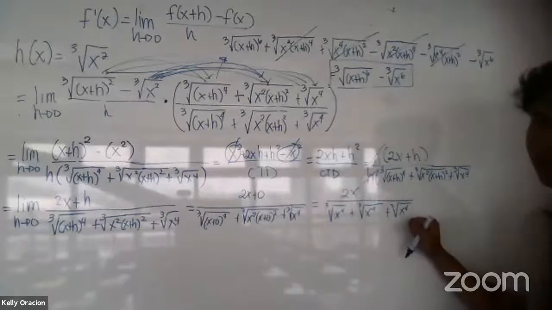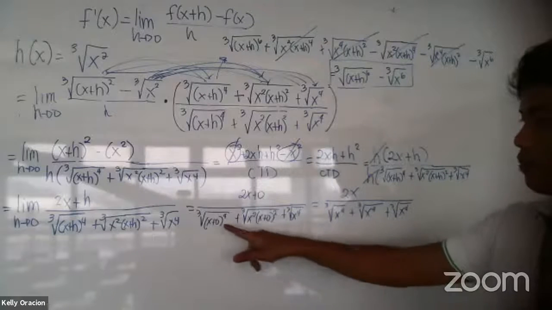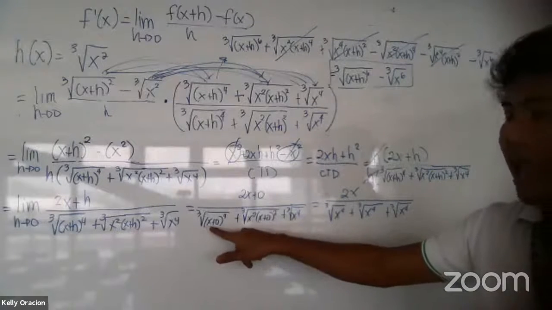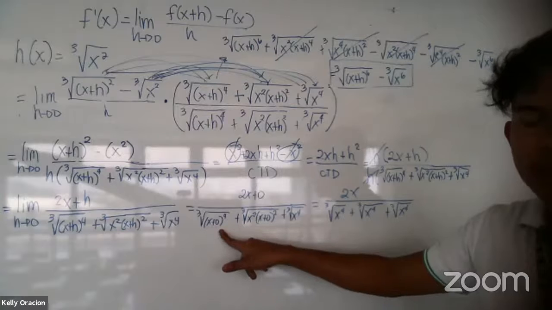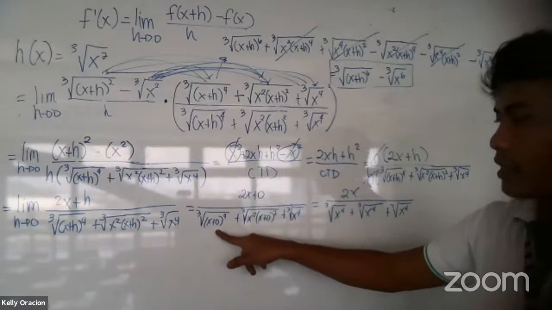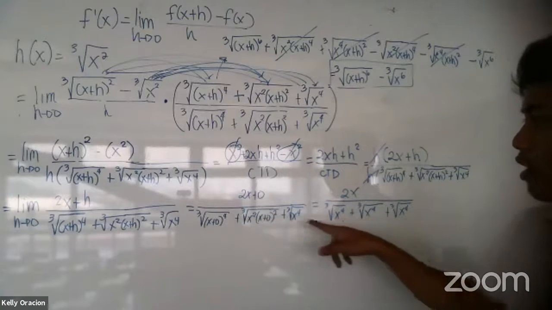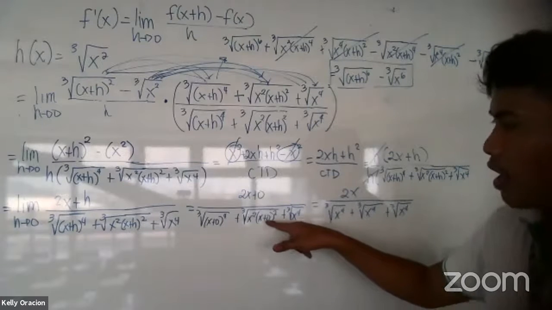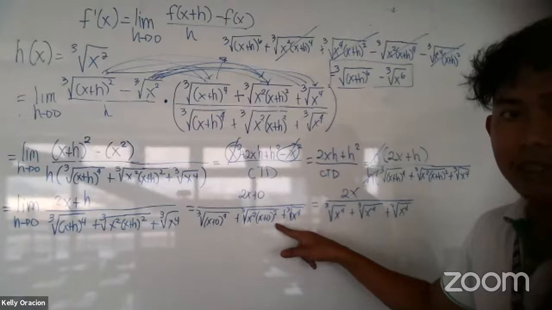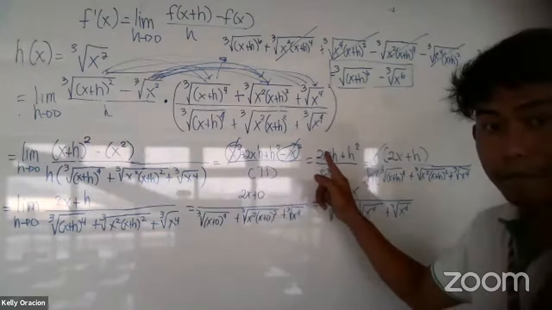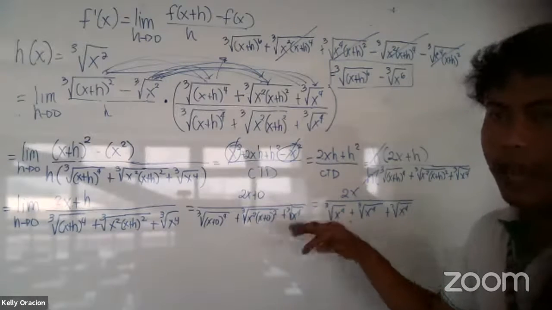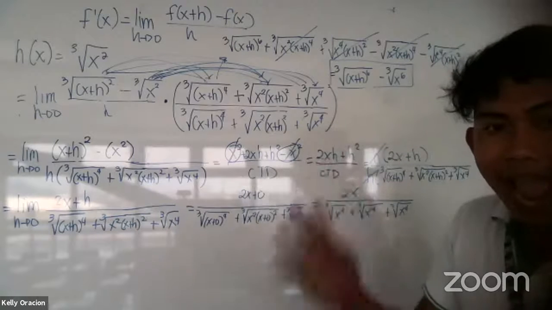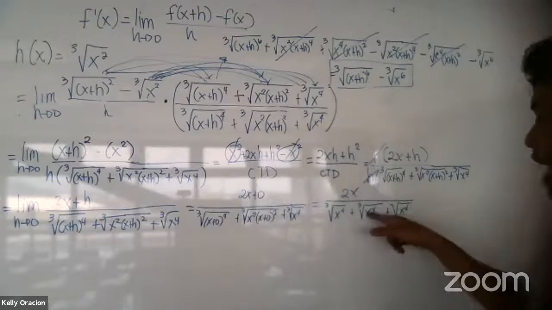This is what results. Take note, x plus 0 is x, so x raised to 4. Sir, how about this one? How did this become x raised to 4? x plus 0 is x. So x plus 0 squared is x squared. X squared times x squared is x raised to 4.